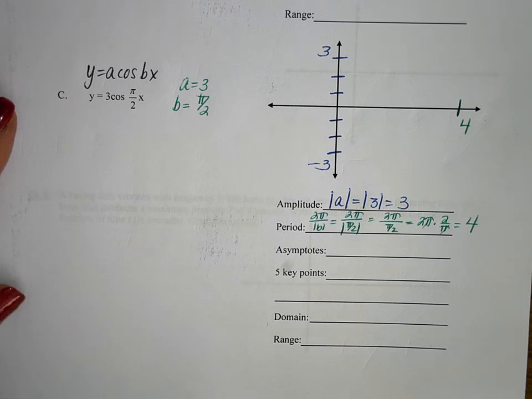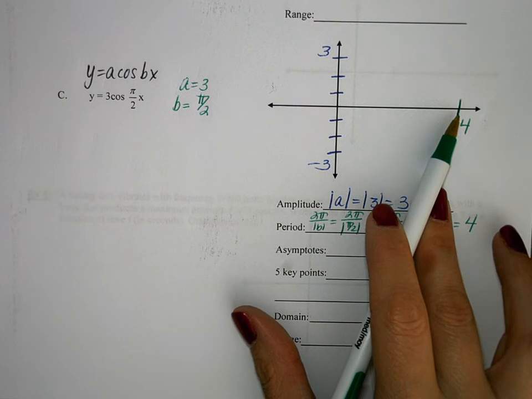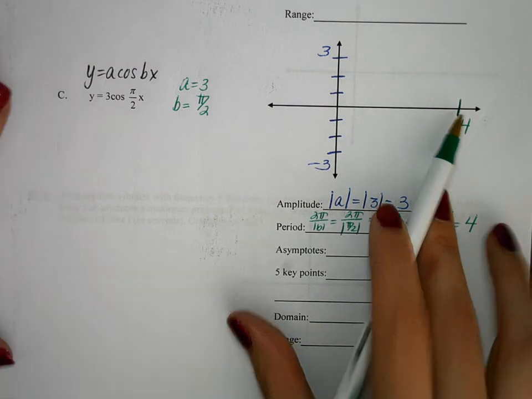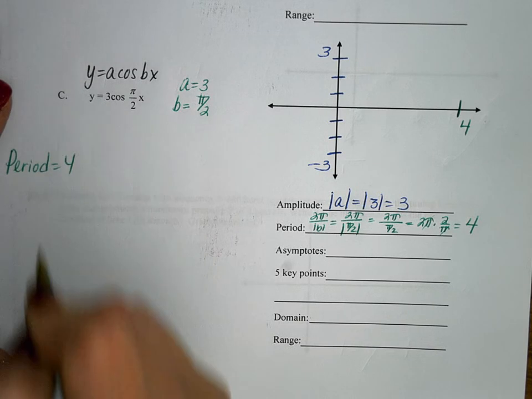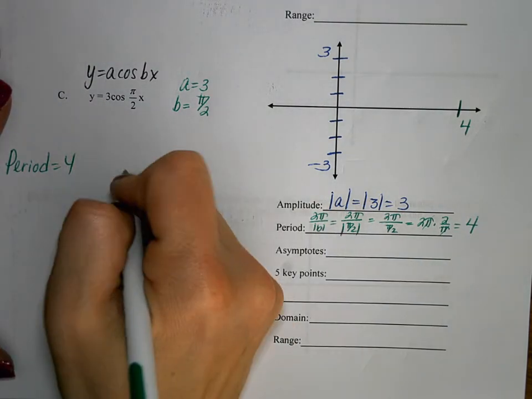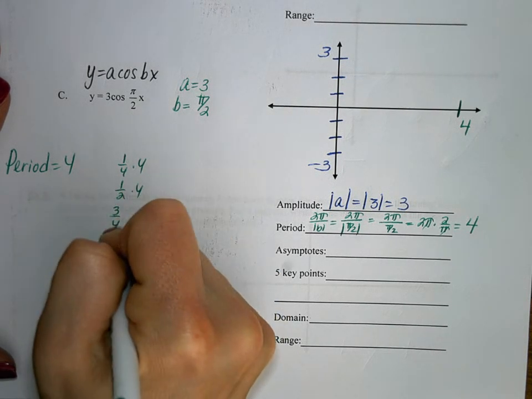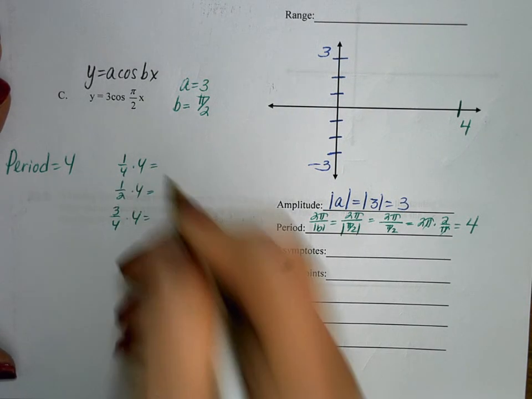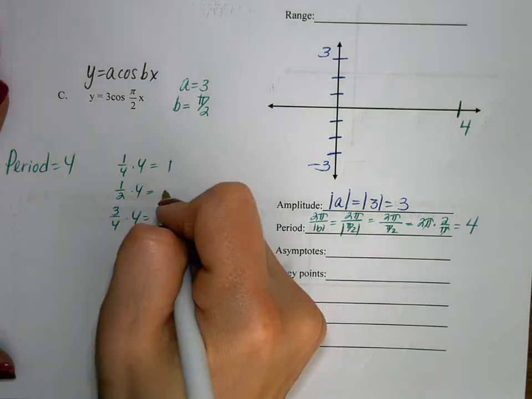All right, now, once I know that the distance along the x-axis is 4, and I know that my period is 4, I want to break that x-axis into quarters. So I have a quarter of 4, a half of 4, and 3/4 of my period 4. All right, easy one. What's a quarter of 4? 1. Half of 4. And 3/4 of 4.